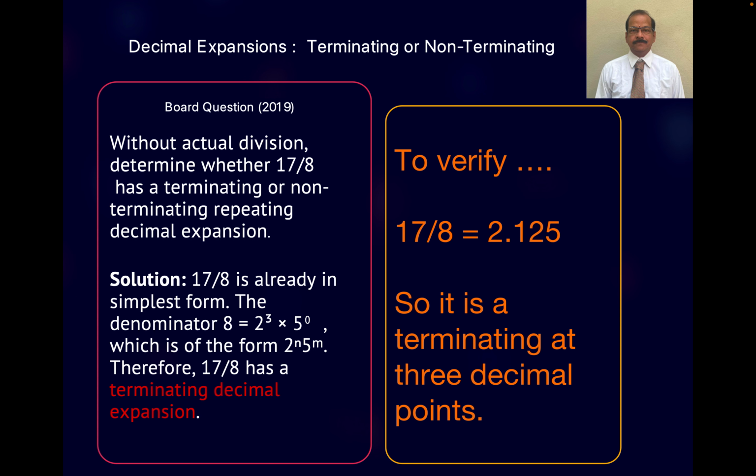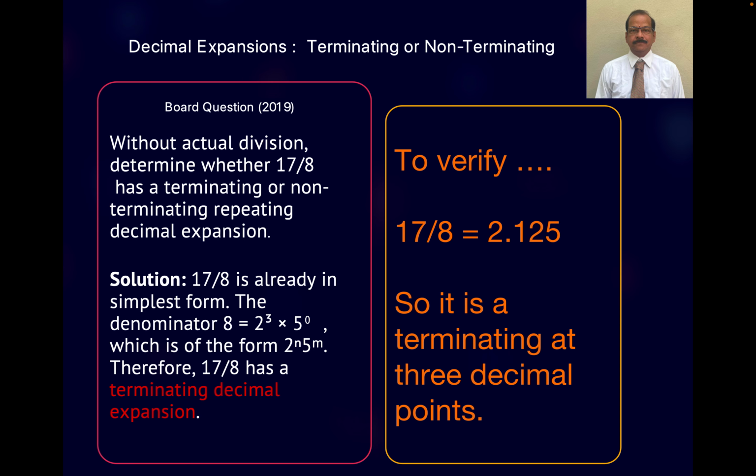2019 board question. We need to arrive at the result without actual division. Determine whether 17 by 8 has a terminating or non-terminating repeating decimal expansion. 17 by 8 is the fraction given. Let us analyze. 8 of course is expressible as 2 power 3 into 5 power 0.